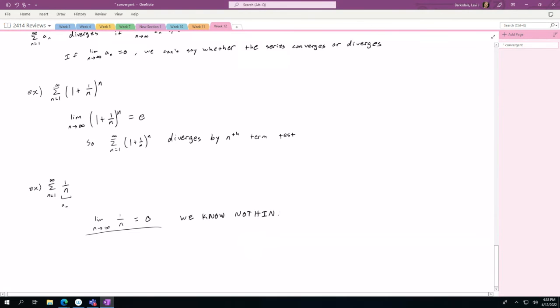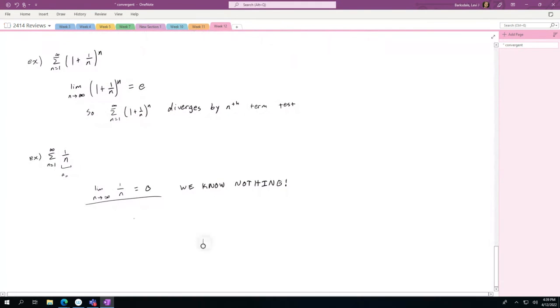So this is the nth term test for divergence. It will only tell us if a series diverges. It will not tell us every time a series diverges. It will never tell us that a series converges. If you ever say you're using the nth term test to show that a series converges, you are doing something very, very wrong. So, because this limit is equal to 0, we know absolutely nothing. We cannot say it converges. We cannot say it diverges. We need to use a different test. In other words, we say that the nth term test fails, because it just doesn't really tell us any information.